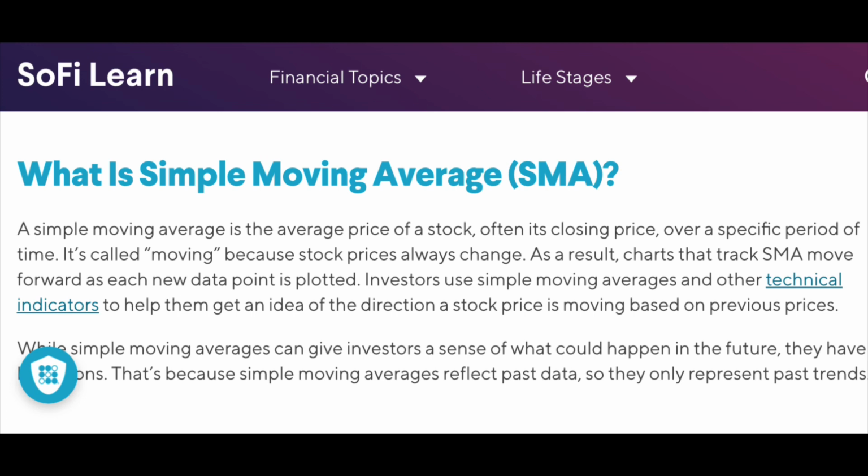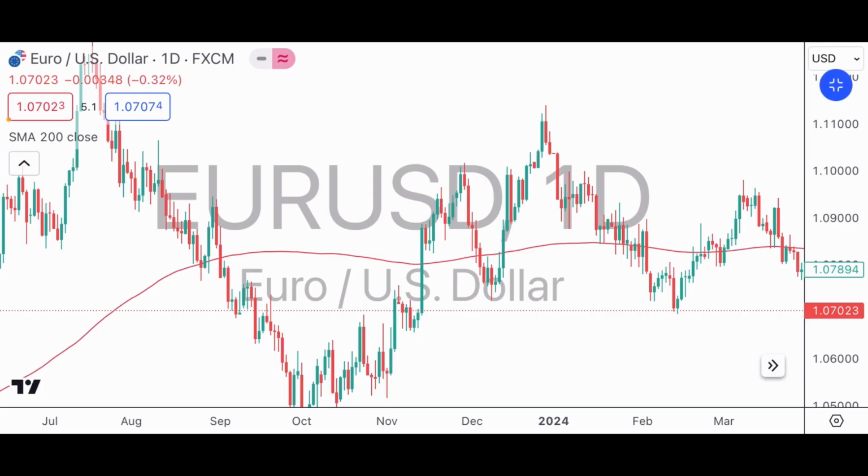Investors use simple moving averages and other indicators to help them get an idea of the direction a currency or indices price is moving based on previous price. While the moving average can give investors a sense of what could happen in the future, they have limitations. That is because the simple moving average reflects past data, so it only represents past trends.